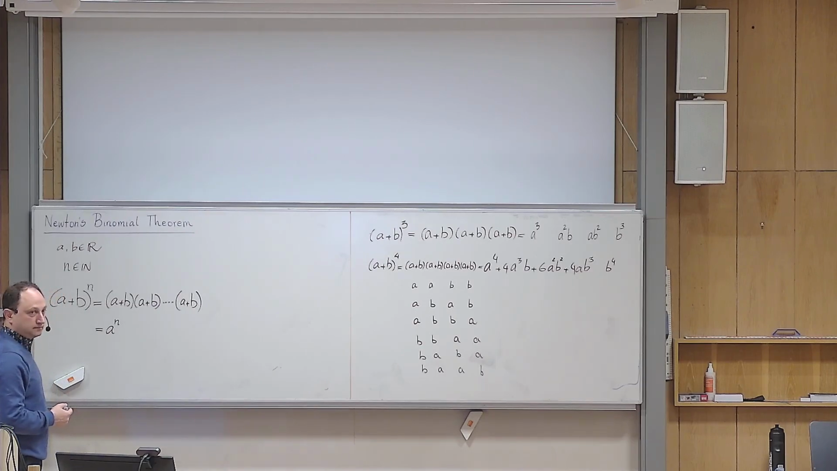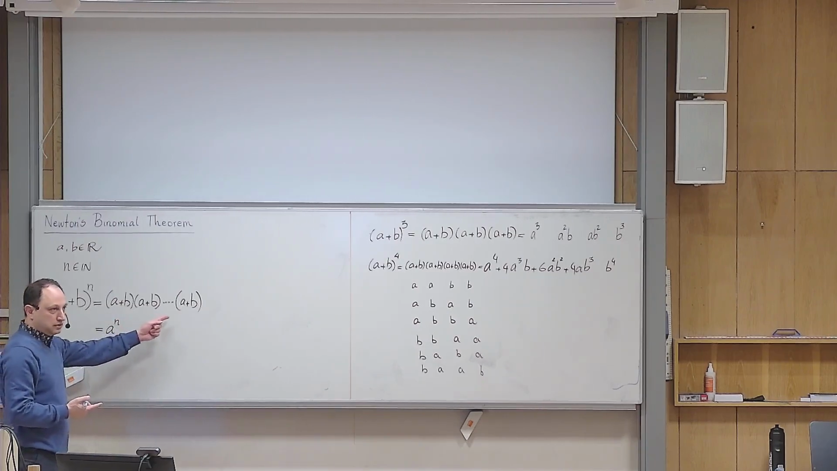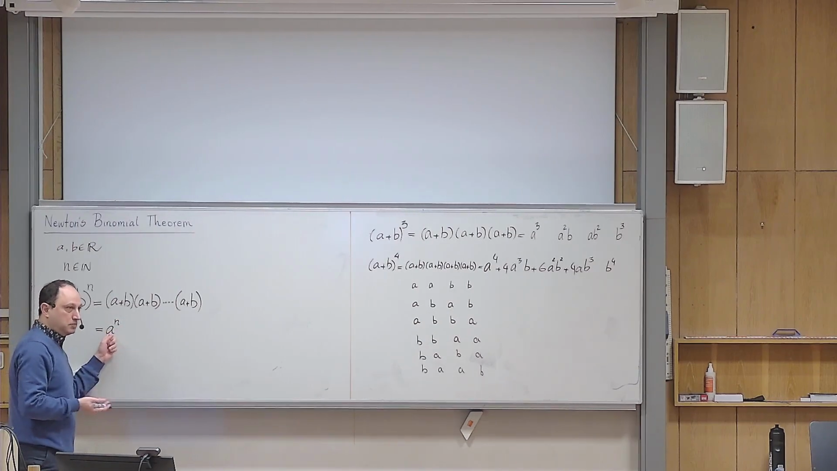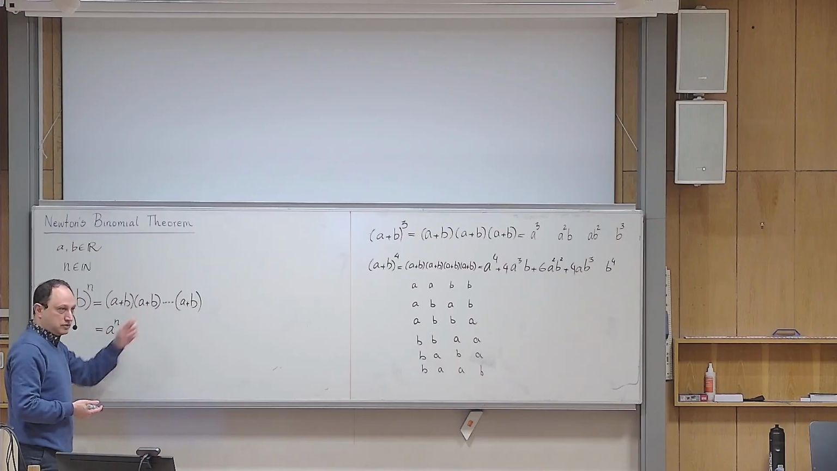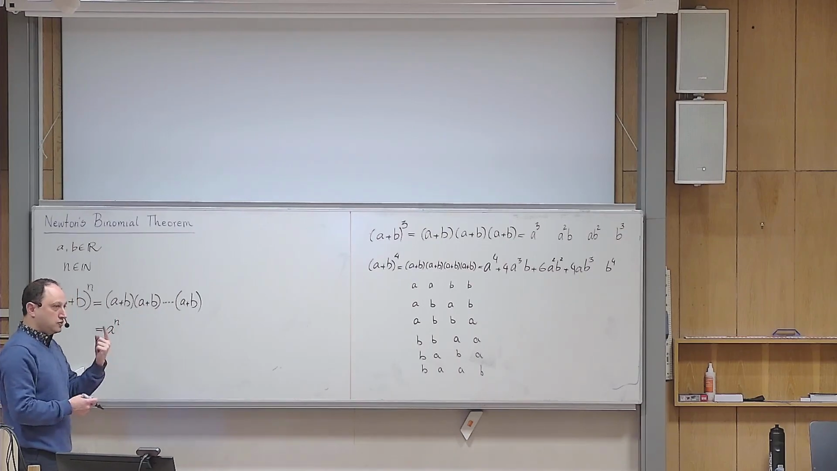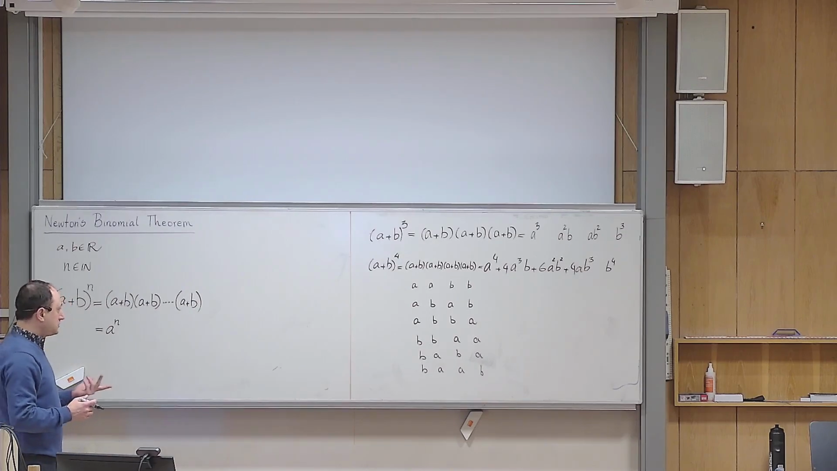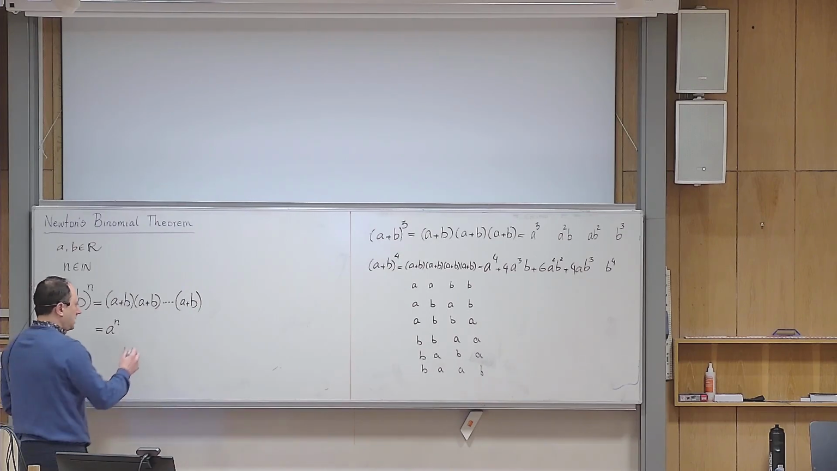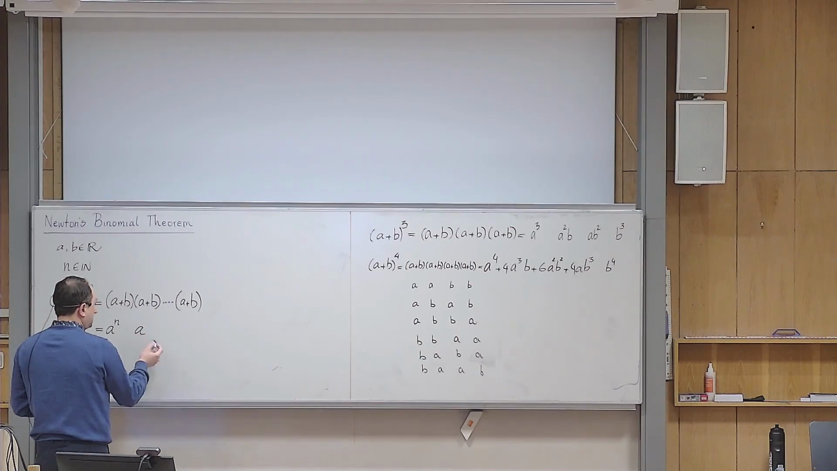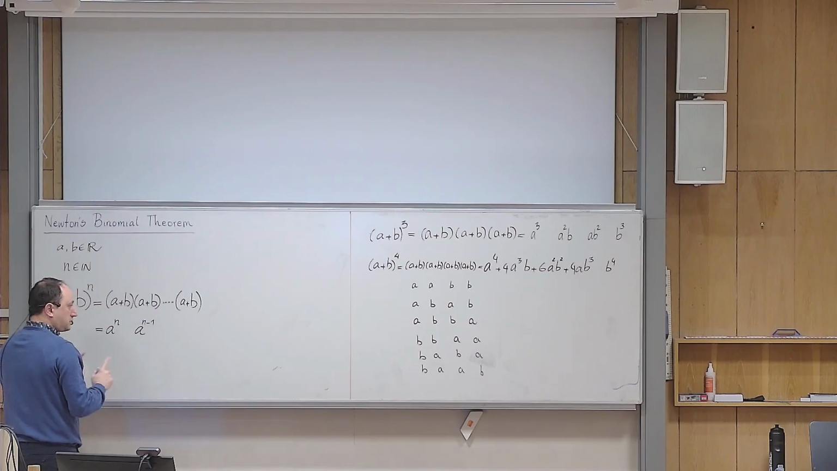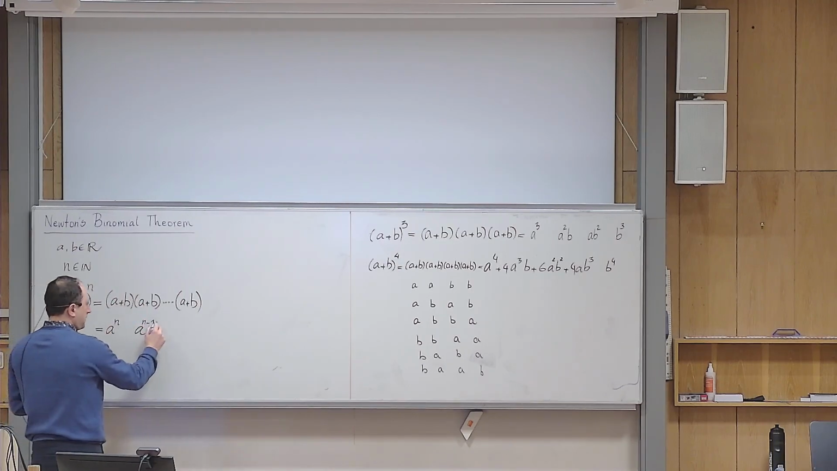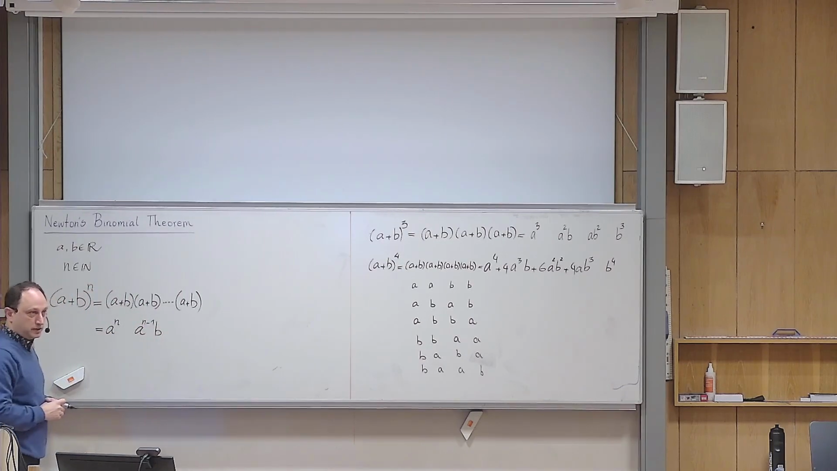A to the power n minus 1, but 1b. So it means that I choose 1b. Here I haven't chosen any b's. I have chosen all a's. But it might happen that I choose 1b, the rest of them a's. 1b, the rest of them a's, means I have a to the power of n minus 1 because I am multiplying a n minus 1 times, and 1b. Yes, that's one other possibility.